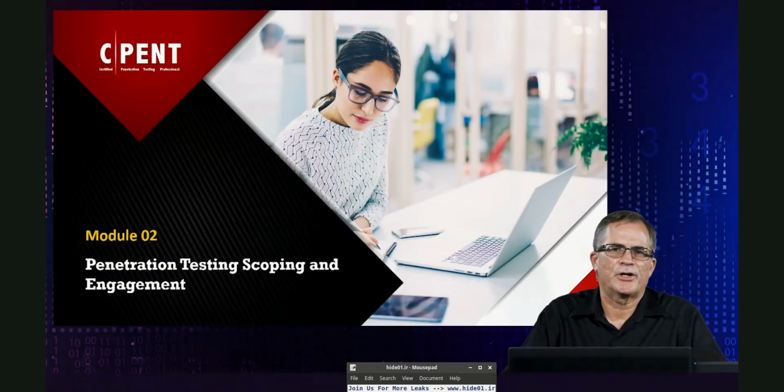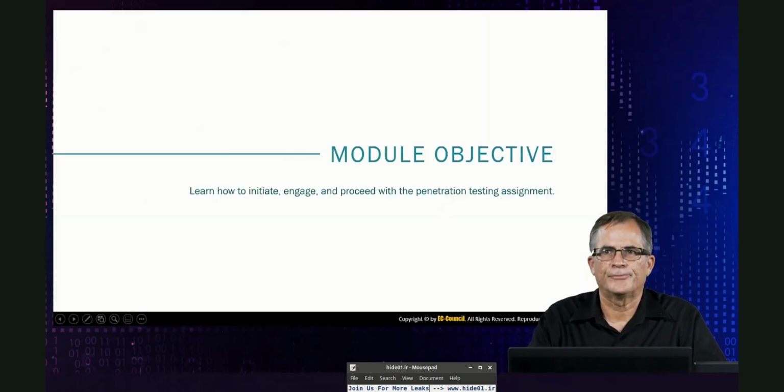Certified Penetration Testing Professional, Module 2, Penetration Testing Scoping and Engagement. As we've said all along, the scope is critical. So we're going to look at how you initiate, engage, and proceed with a penetration testing assignment.